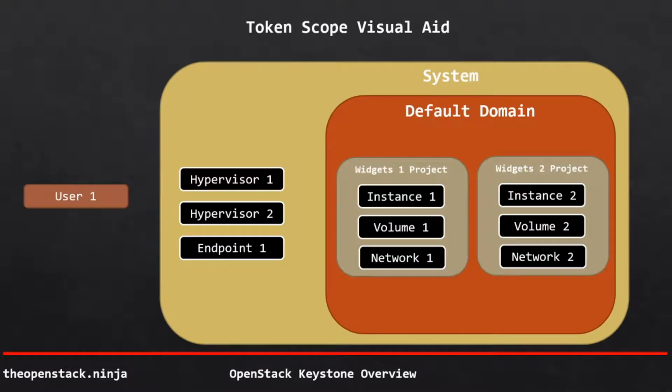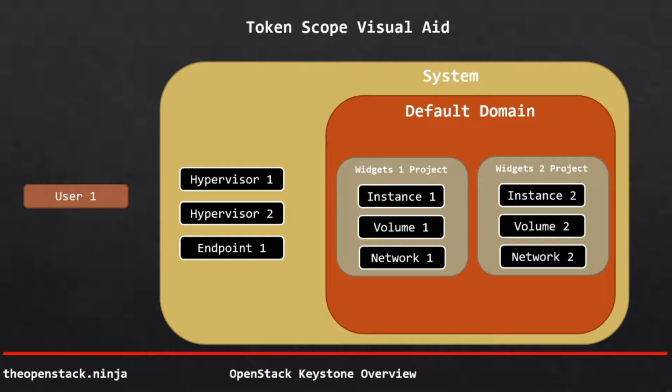So just as a visual aid with regards to token scoping. On the left we have user 1. Now they could get a system-wide scoped token, which would allow them to look at the stats for the hypervisors and the endpoints. They could receive a domain scoped token, scoped to the default domain, which would allow them to look at the widgets 1 project and the widgets 2 project. It would also let them look at any users that also exist inside that domain.